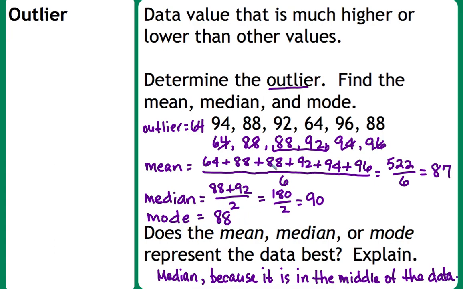And the mode 88, again, you might have picked the mode because it happens the most, but if you took away the outlier, it would still be the lowest number instead of somewhere more in the middle. All right, but again, as long as you explain what the median or mode or mean, whatever you chose for this, as long as you explain what it is, then you'll get credit for that answer.